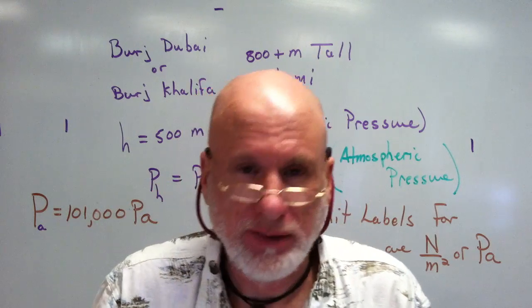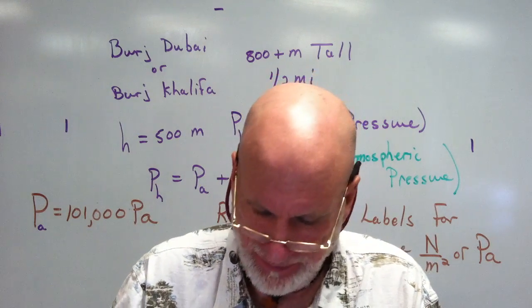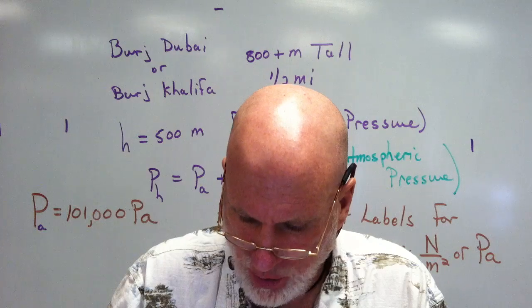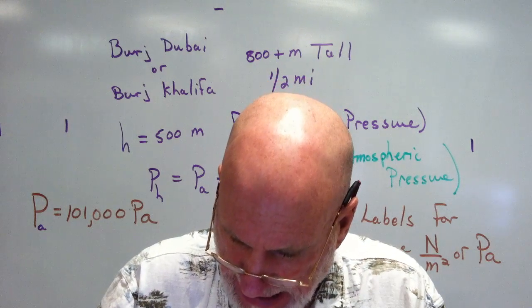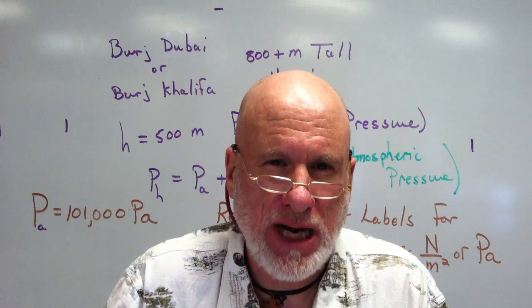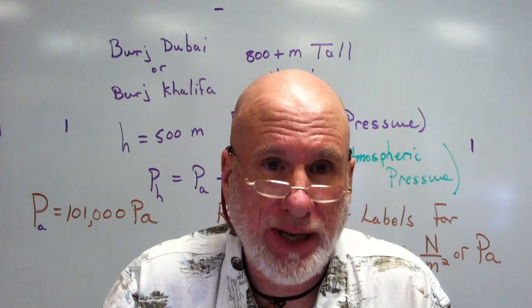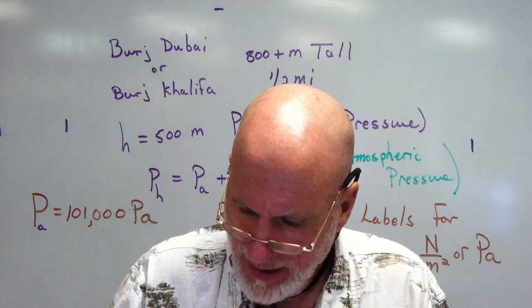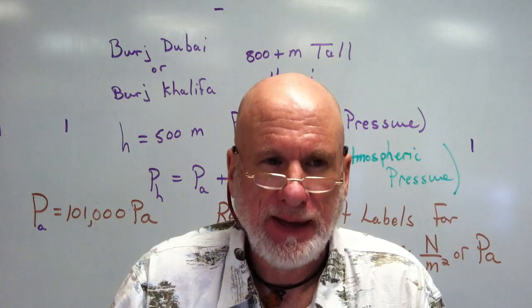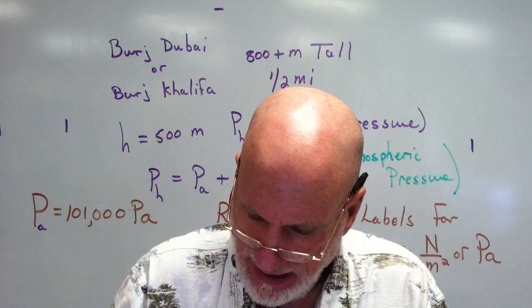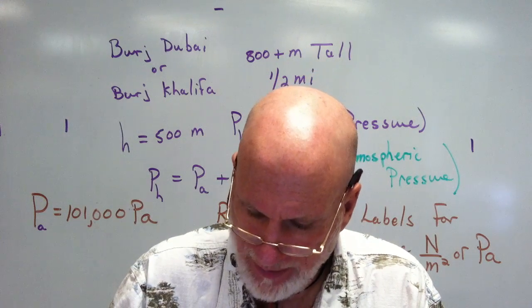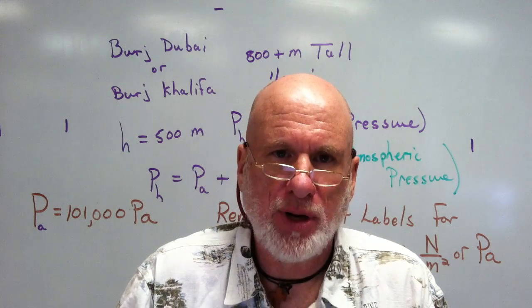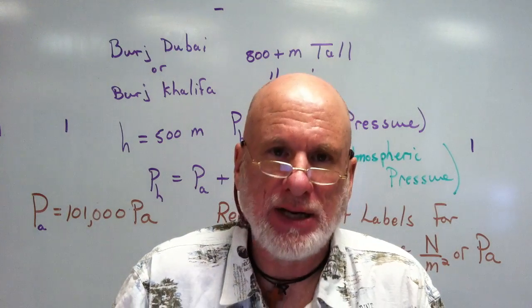This problem, exercise 11. The Burj Dubai in the United Arab Emirates is the tallest building in the world, dwarfing such structures as the Sears Tower, which is in Chicago, and the Empire State Building in New York City. How much pressure is needed in ground-based water pipes to pump water up to an apartment in the Burj Dubai 500 meters above the ground?